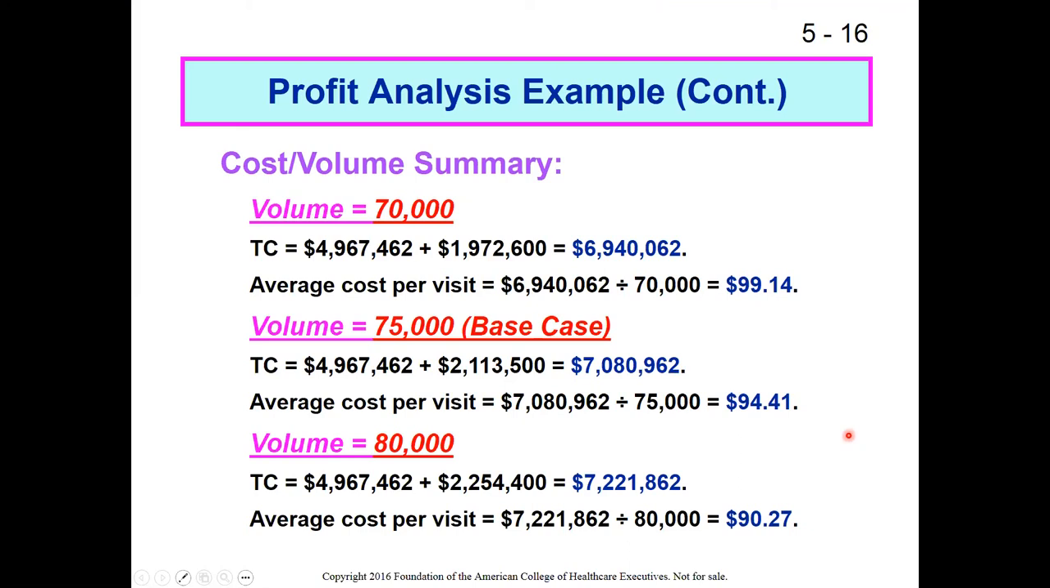Why do we care? Well, what if our revenue per visit for this particular kind of care was $98? Well, we wouldn't want to do this care if we were going to have a volume of only 70,000, right? Because our costs would exceed the revenue that we got per unit. But if we could guarantee that we'd have 75 or 80,000, then it might be worth doing, depending on what margin we need.